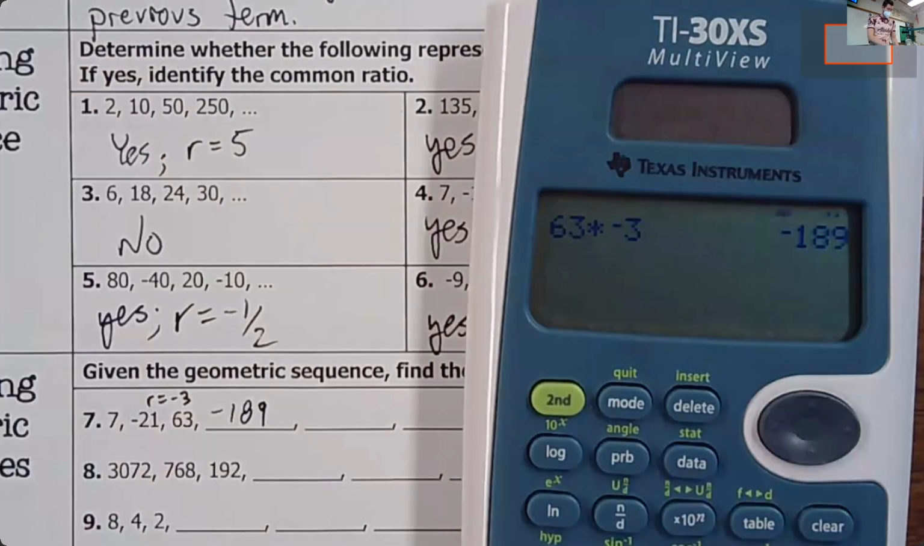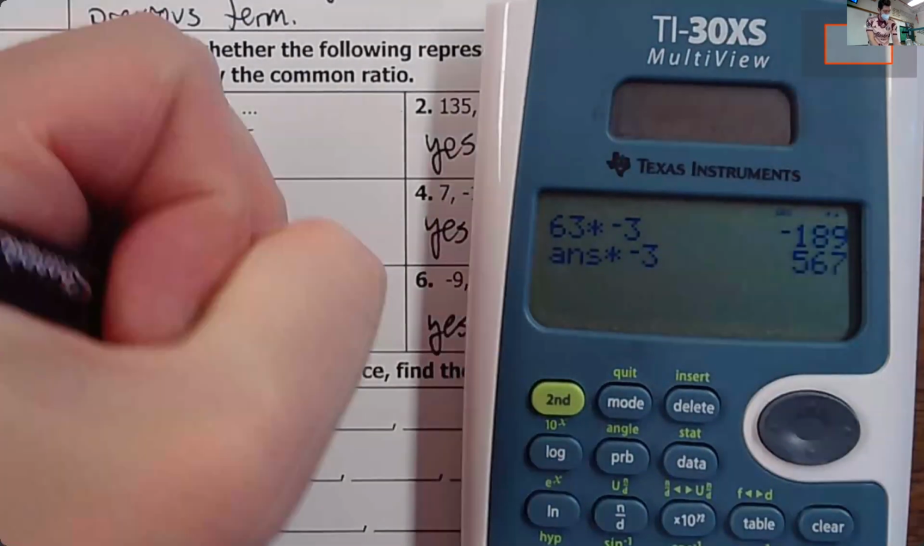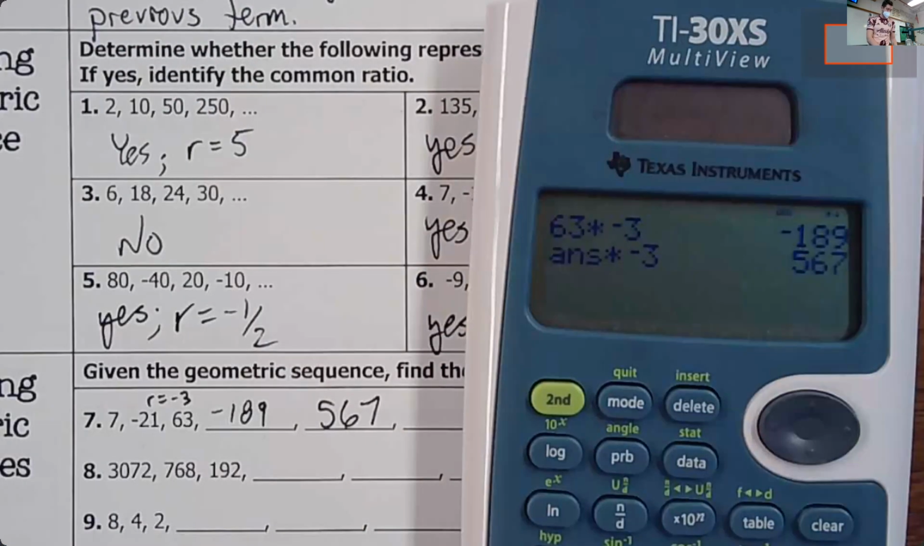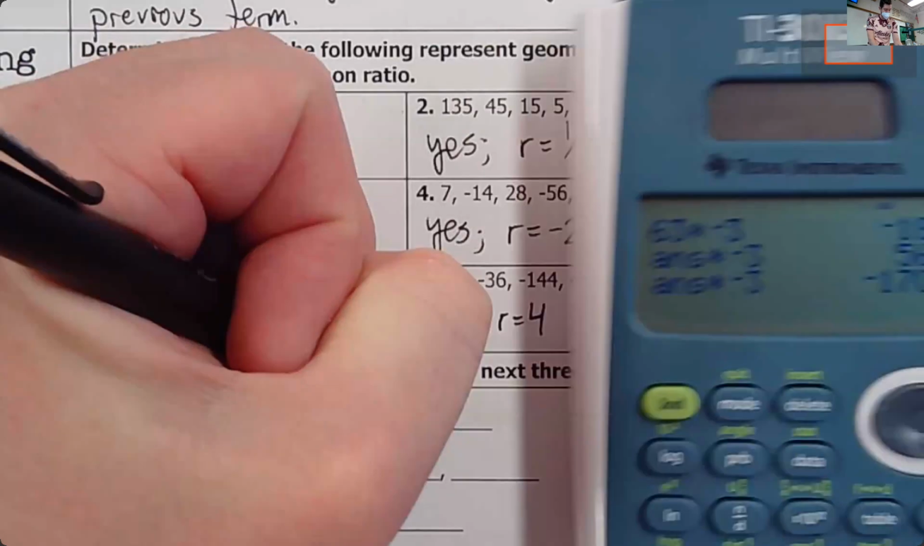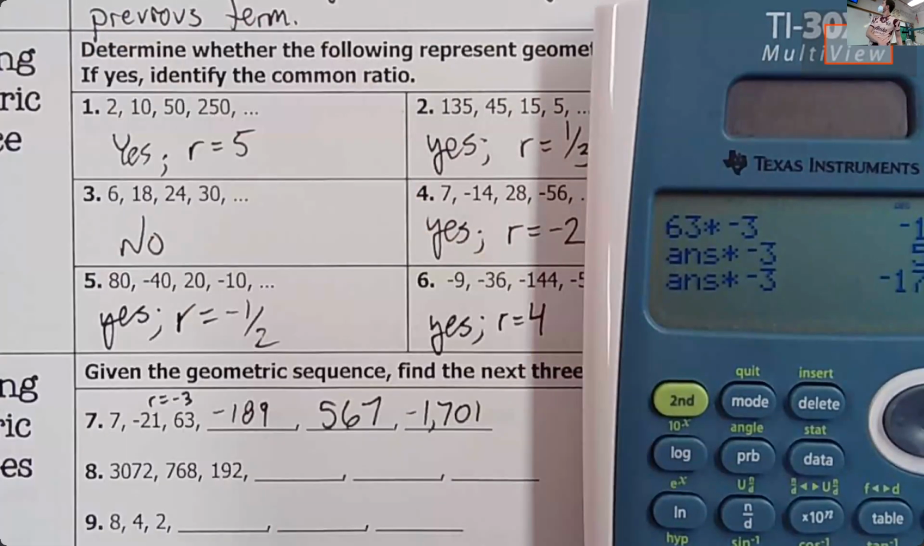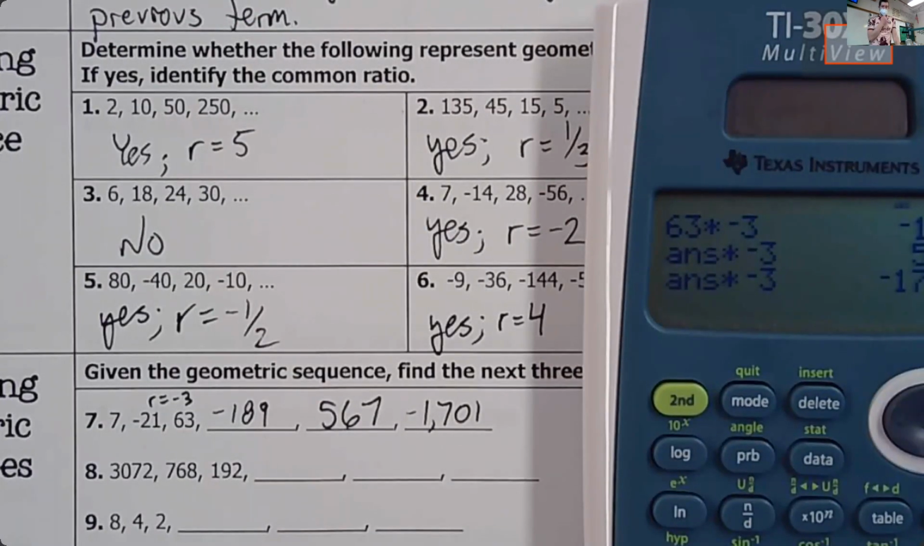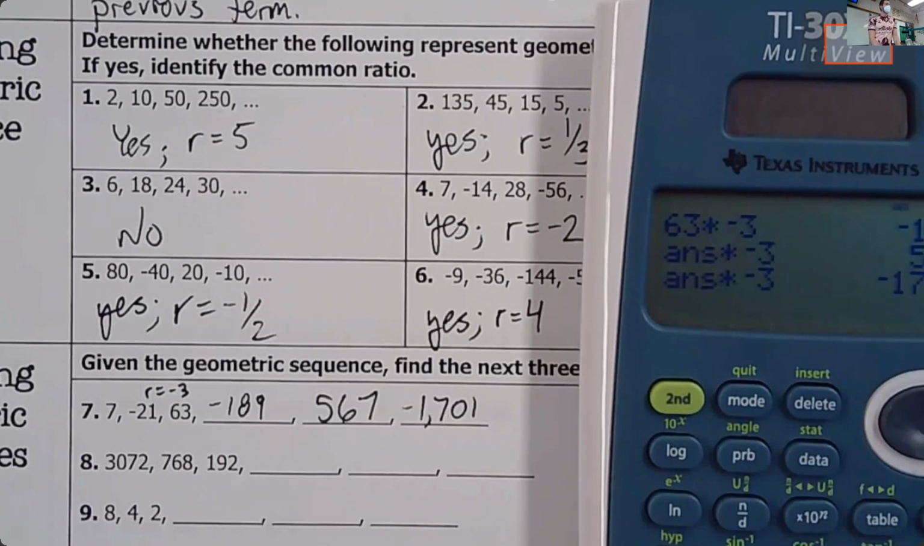And then we can just type in times negative 3 again to get the next number, 567. And then times negative 3 again to get negative 1,701. So those are the next 3 values for that. Questions on that? You just take your r value, multiply, and it gets you to the next 3.